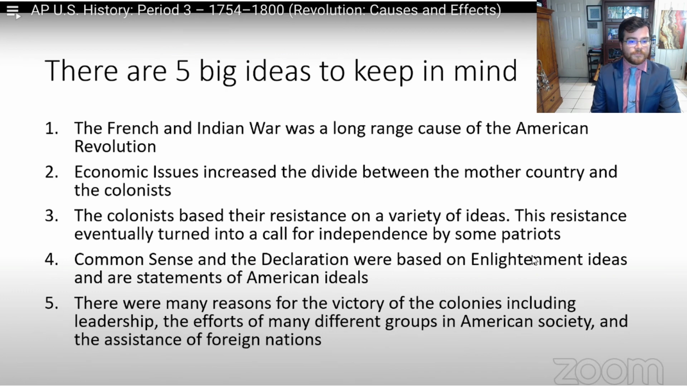Okay. Now, 5 things to keep in mind, guys. The French and Indian War was a long-range cause for the American Revolution. Economic issues caused a divide. Mercantilism isn't going to be supported by the colonists. Resistance is going to lead to a calling for independence. Common Sense and the Declaration of Independence were based on Enlightenment ideas. And the victory was led by great leadership, all of American society, and the assistance of France and Spain, but mainly France.